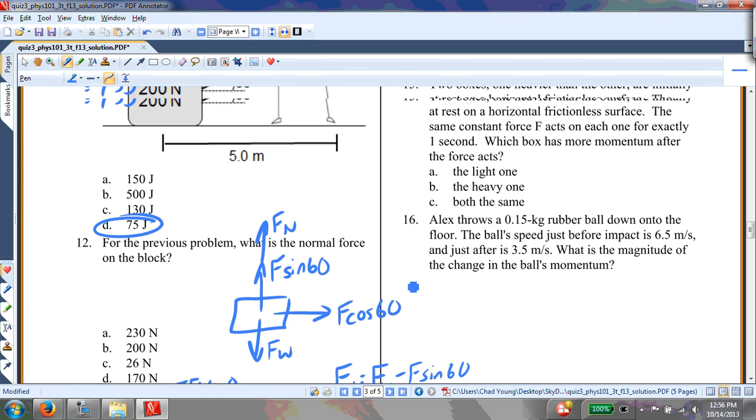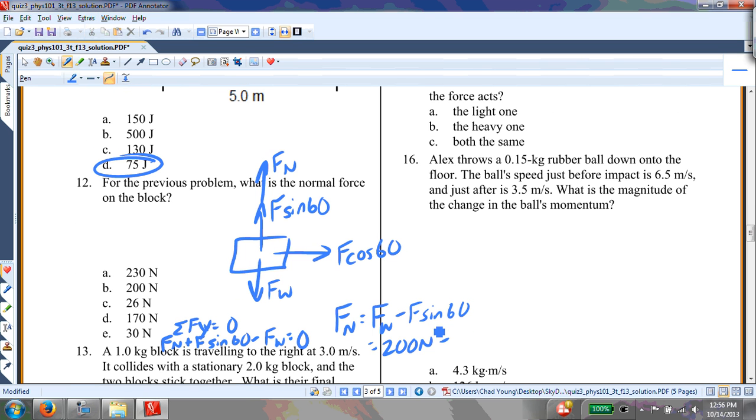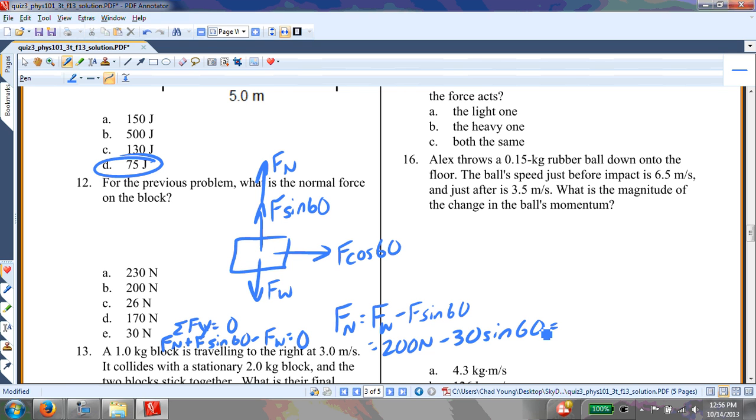That is going to be the weight, which is 200 newtons, minus the force, which is 30 sine of 60. That's 174, which is 170, rounds off to 170. So D is the appropriate answer.